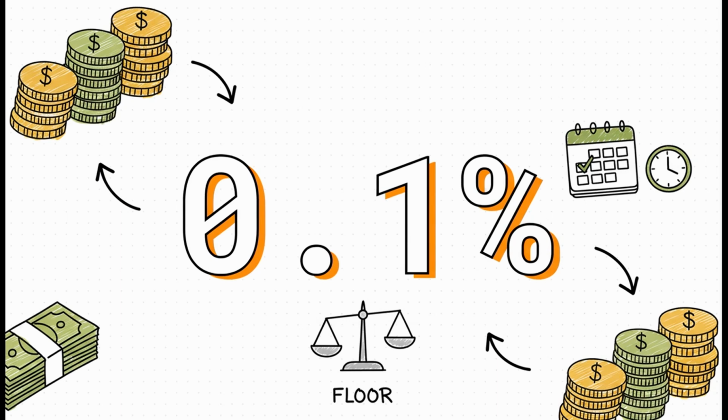But check this out. There's also a pretty cool incentive for new manufacturing businesses. To help them get off the ground, the government gives them a massive break. For their first 3 years in operation, their minimum tax rate is just 0.1% of their total revenue. It's a really powerful way to encourage new growth in that sector.